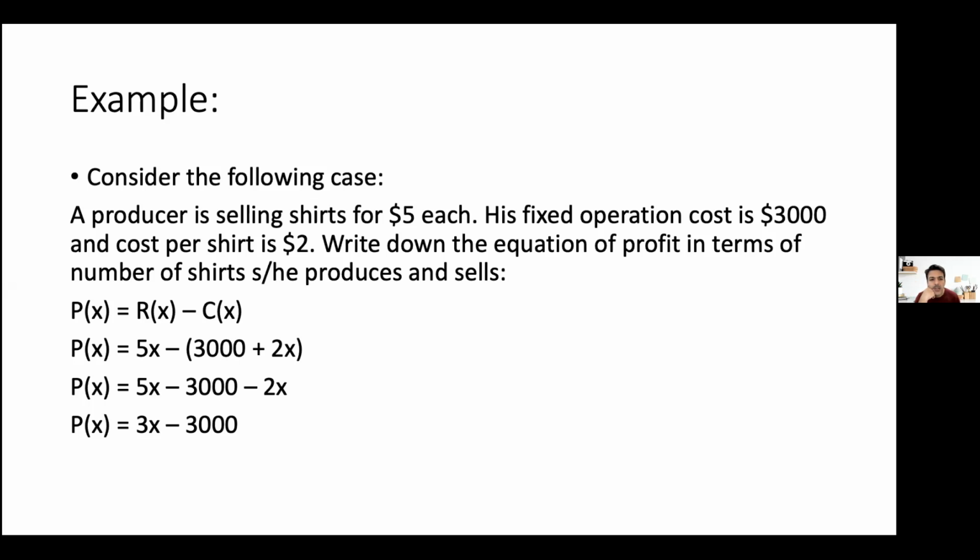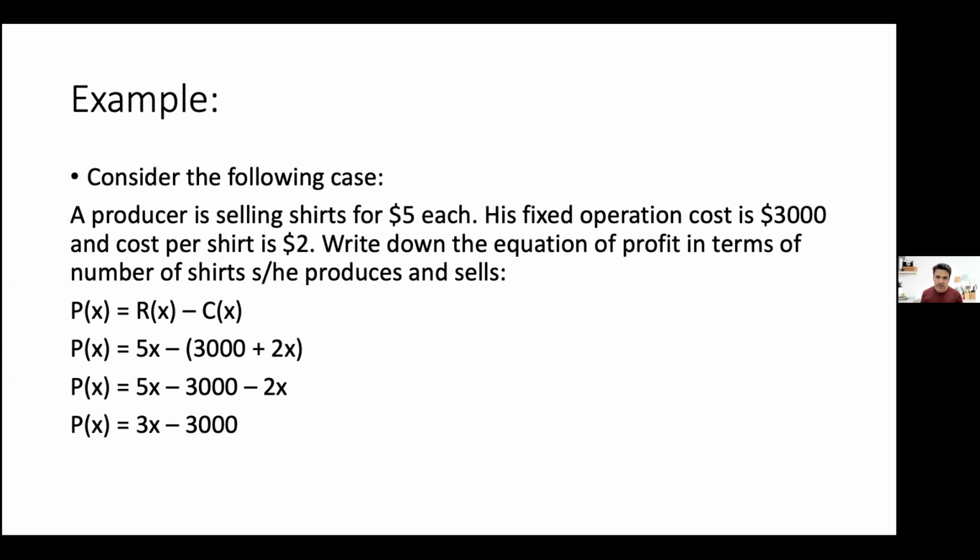The question says that a producer is selling shirts for $5 each. So that means the selling price is $5. If you check this one here, we have profit equal to revenue minus cost. Revenue is selling price times X. So that's why we put 5X in here.